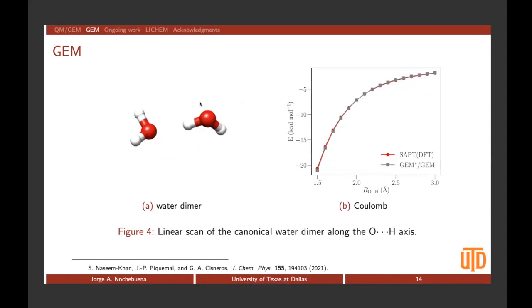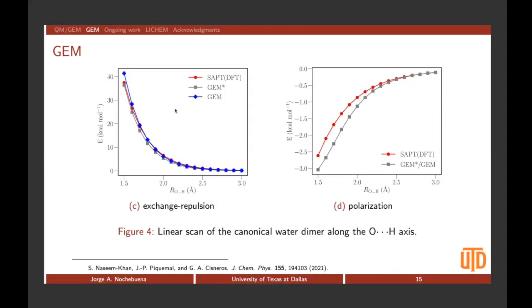The performance of the new parameters was evaluated in a linear scan of the canonical dimer along the OH axis. GEM star and GEM can reproduce the Coulomb energy for all separation distances. For the exchange repulsion term, GEM star and GEM agree very well with the reference. The polarization is similar for both, and it's not very good in this region, but agrees asymptotically at long range with SAPT-DFT.